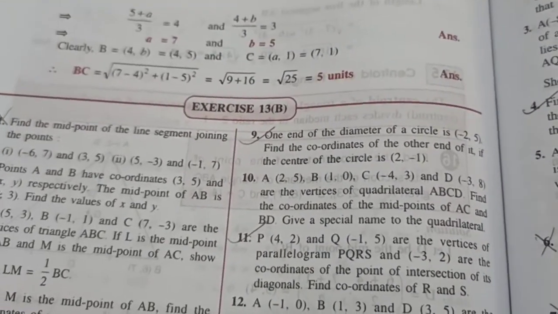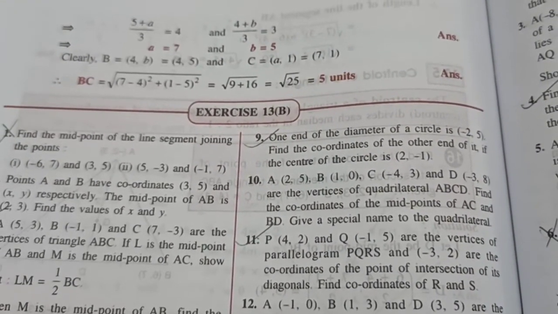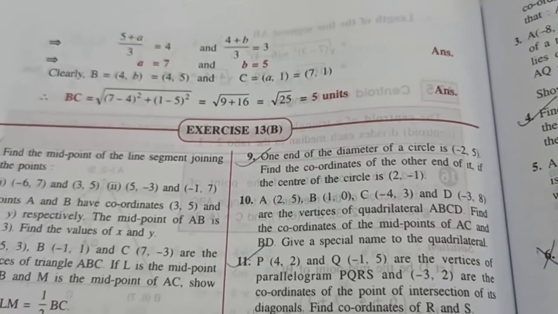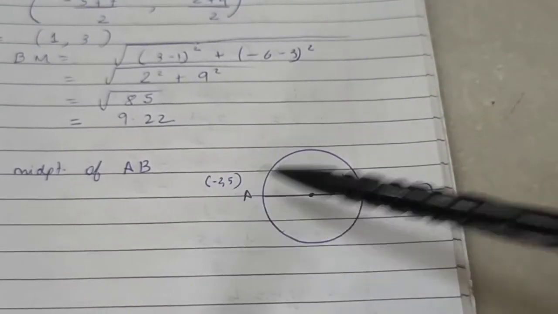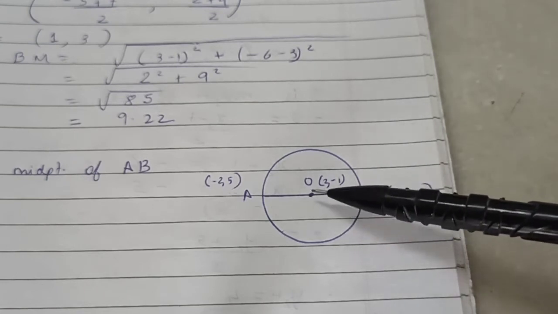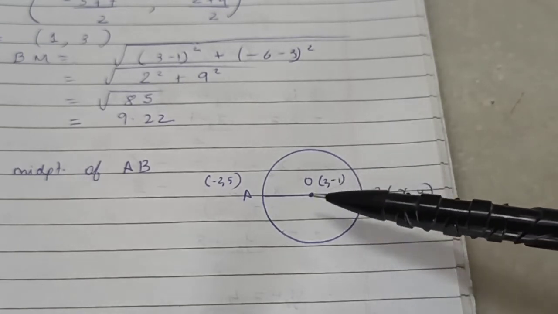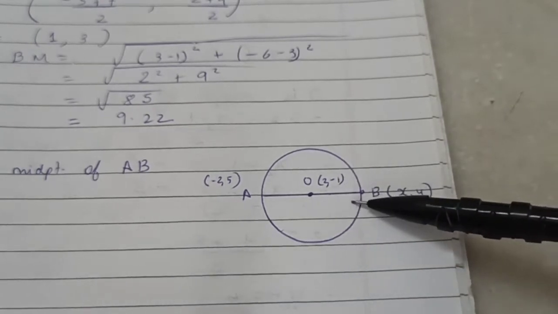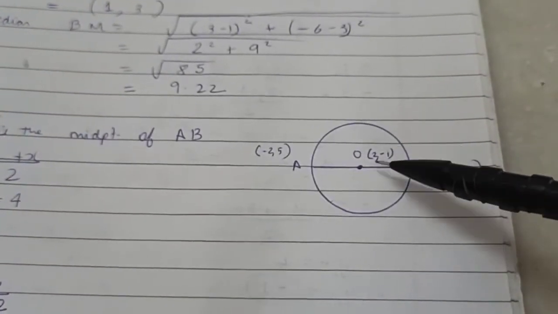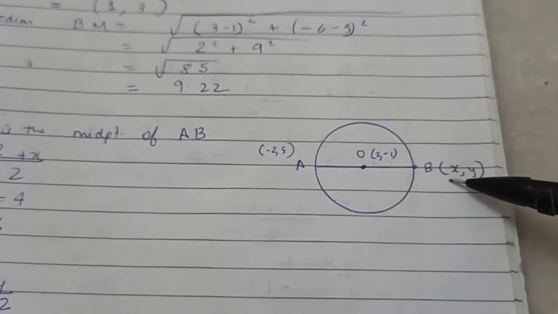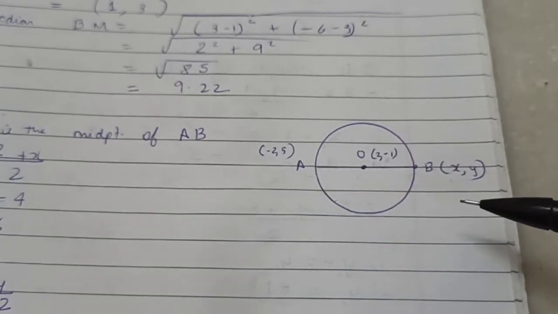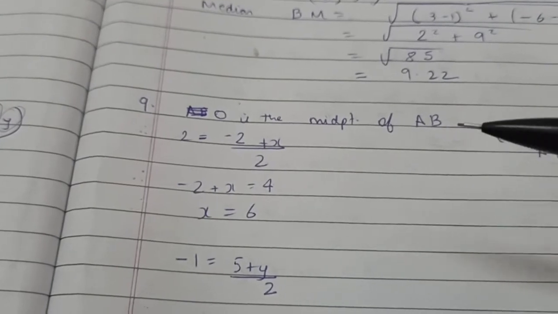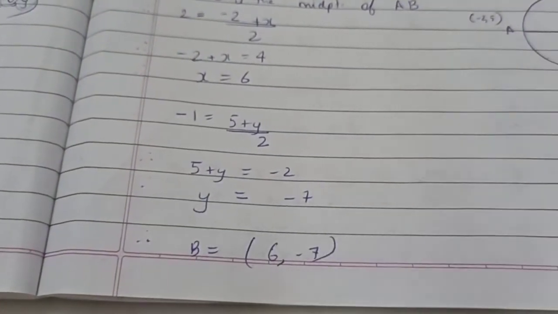Now the ninth sum. One end of the diameter of a circle is given, and we have to find the coordinates of the other end if the center of the circle is given. Get the diagram right first of all. So one end, let's say A is given, B is the other end which is not given, and center of the circle O's coordinates are given. Now you know that center of a circle is the midpoint of a diameter. So we start with that fact. So 2 should be minus 2 plus x upon 2, and minus 1 should be 5 plus y upon 2. So that way we get the value of x and y, and we get the coordinates of B.